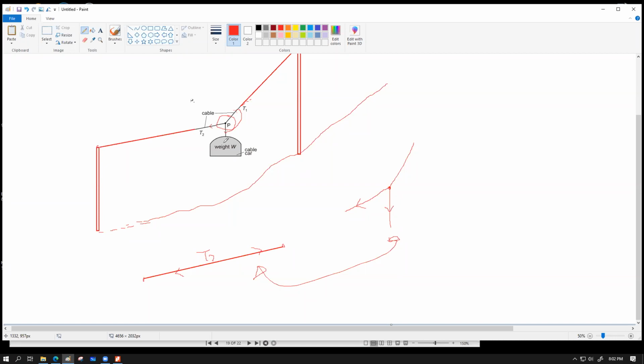Weight is a singular force that is one of the three forces on the point P. T1 is the tension of the upper wire, T2 is the tension on the lower wire. Weight and T2 are not codependent, or weight and T1 are not codependent. T2 and T1 are not codependent. They are individual forces coming from individual sources or individual points of contact.